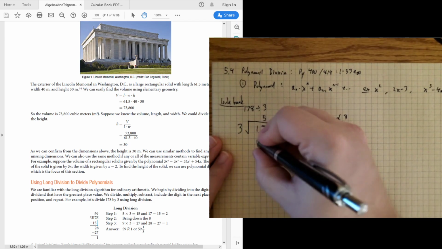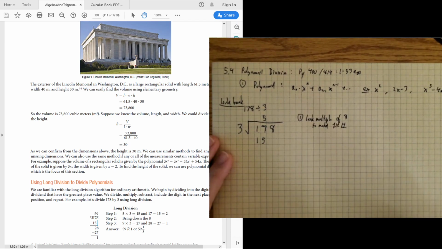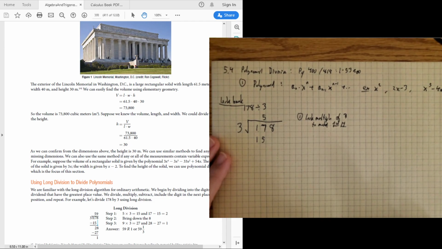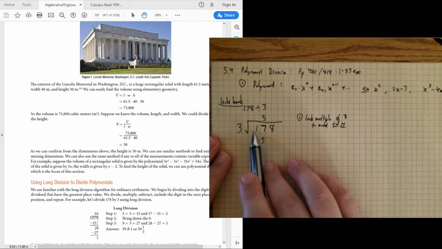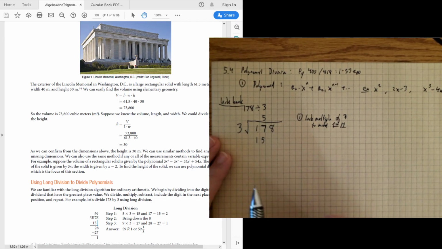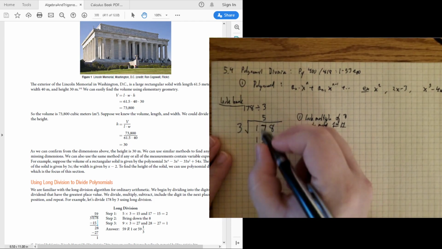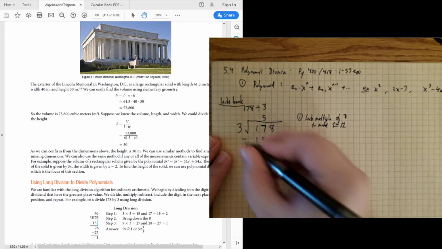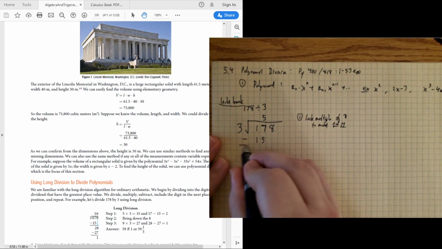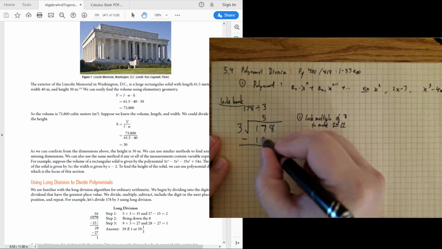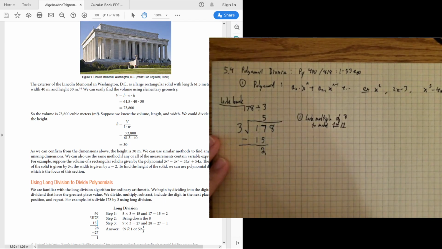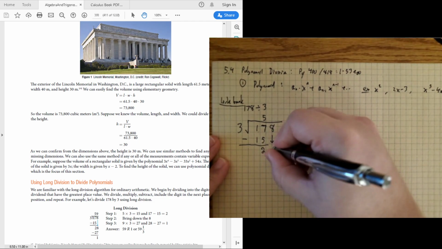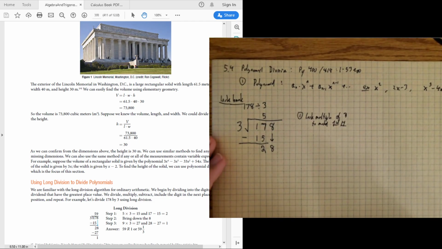Because 3 times 5 is 15. Now, it was common to write it in this form because 3 times 5 is 15, and 15 is what we're going to take out of the first two numbers, which is 17. We would then take 3 times 5 and get 15, and then we would subtract the result. 17 minus 15 is 2. We would then drop the 8, leading us to here.